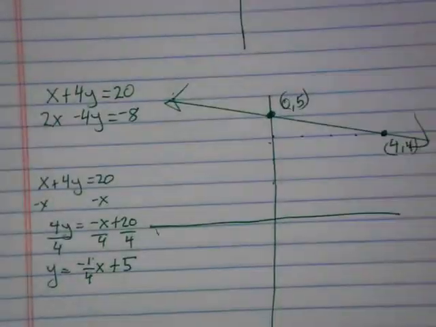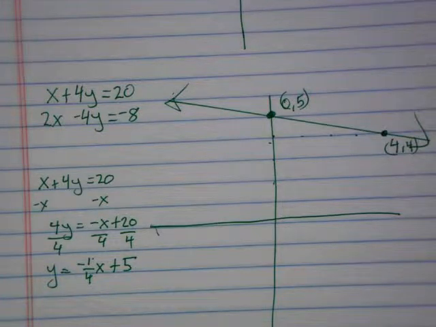All right, very good so far. How about the second line? 2x minus 4y equals negative 8. How would you graph that? Do I have to get y by itself? I don't think I have to. I think I can, but there's actually a better way.